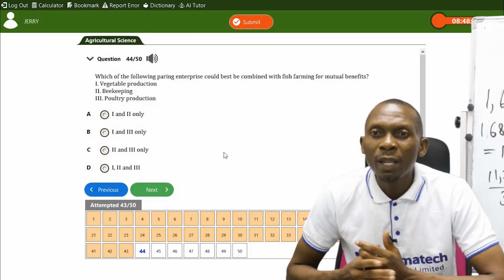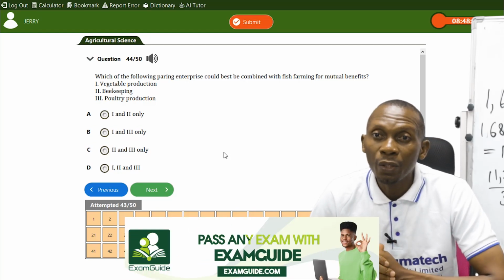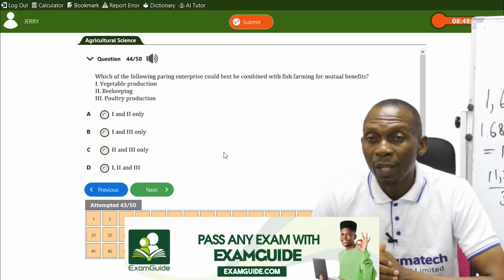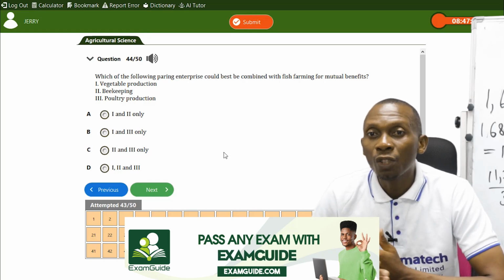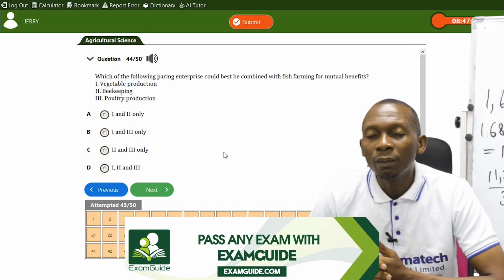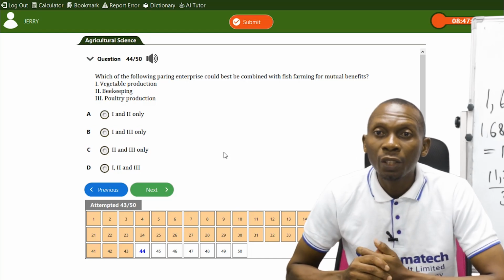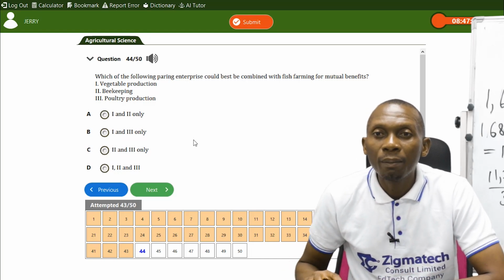vegetables. Same as poultry droppings can also be used in fish pond production, in fish rearing, to enhance the growth of planktons in the pond, and also serve as some food to the fish. So we can say the options here are 1 and 2, which is A.